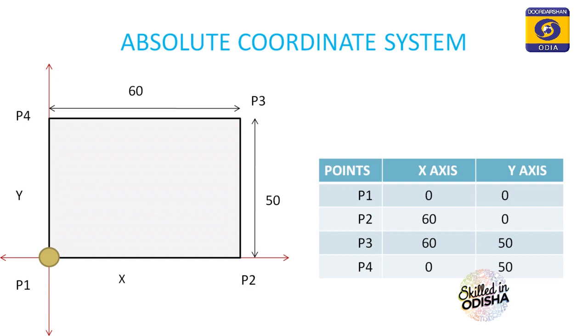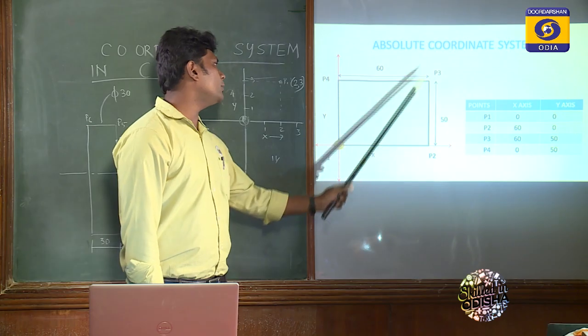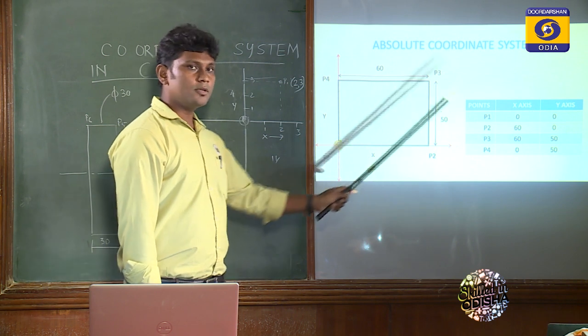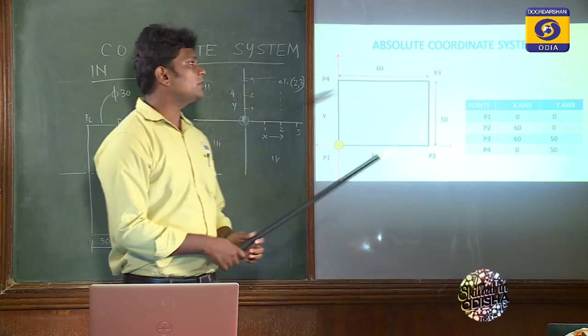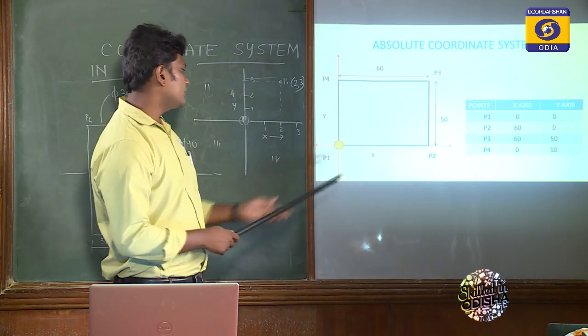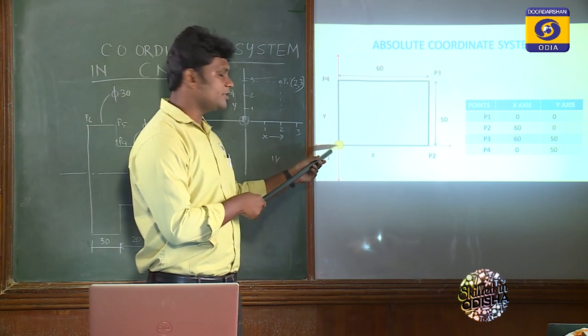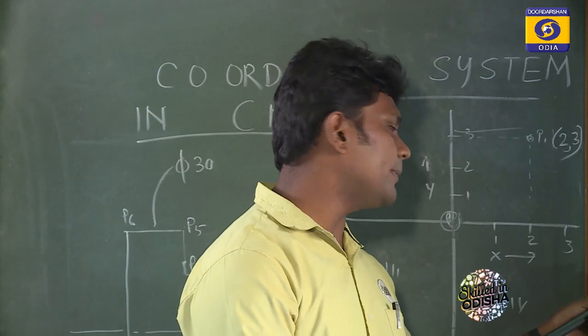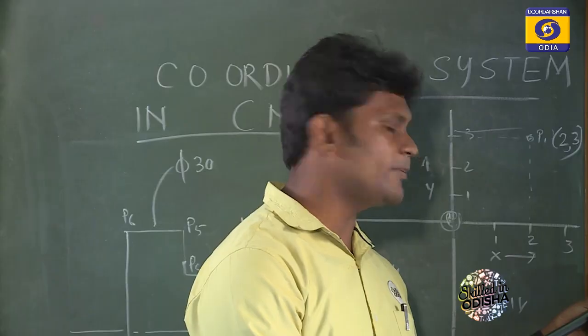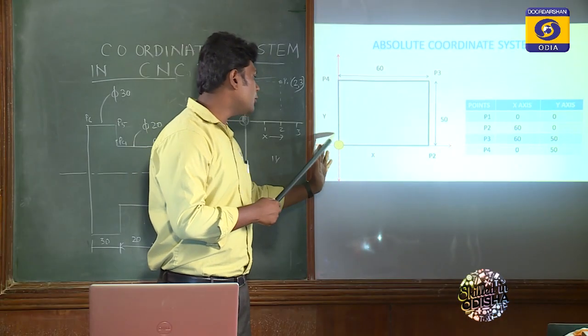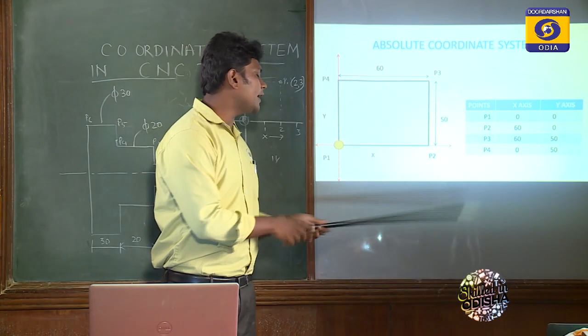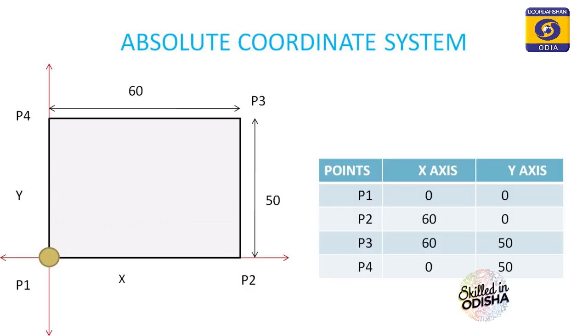Now there are 4 points at the 4 corners, P1, P2, P3, P4, and we have to find out their coordinates with respect to the absolute coordinate system. P1 lies at the origin, so definitely its x value will be 0. There will be no increase in the x value and no increase in the y value. So P1 has x value 0, y value 0.